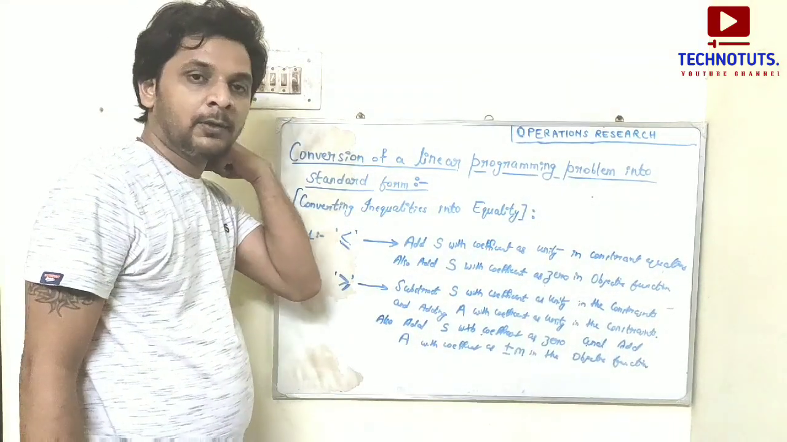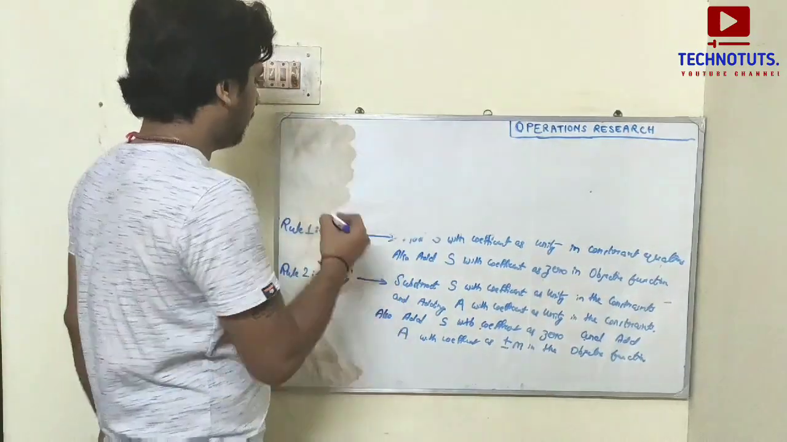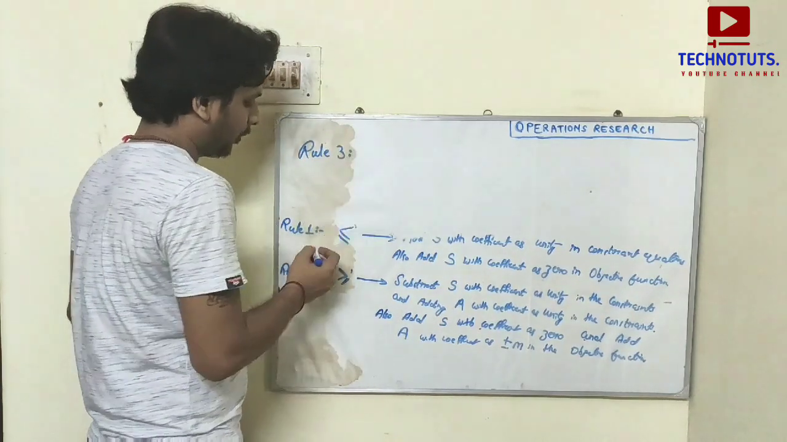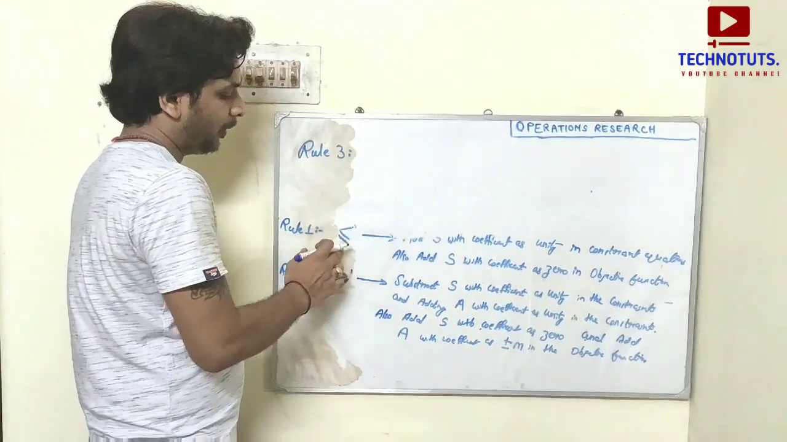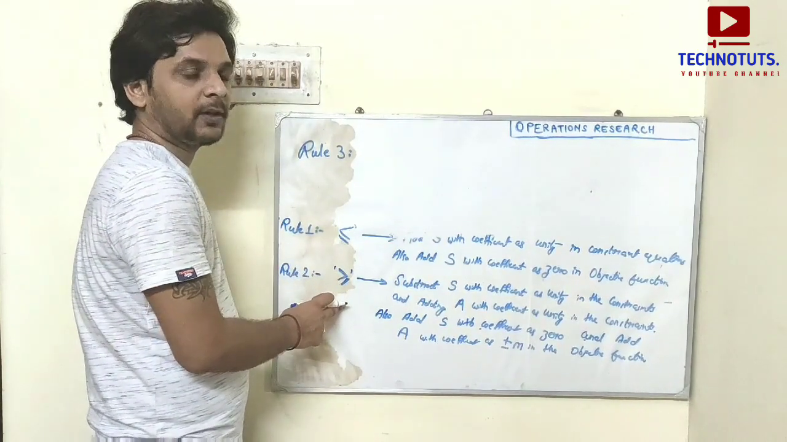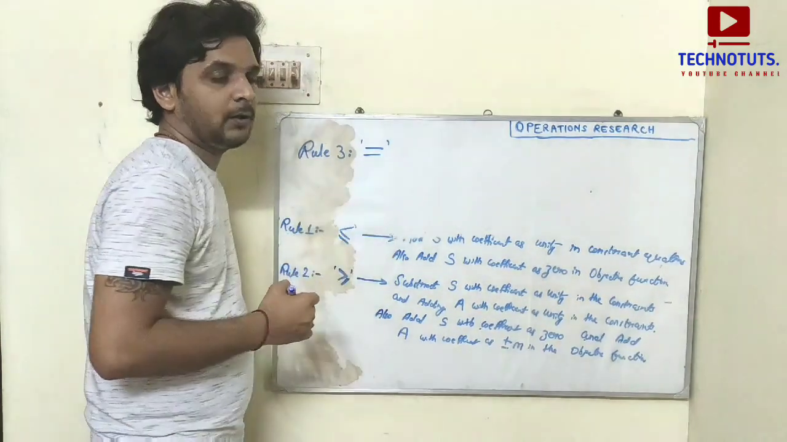Okay. Now we have discussed rule number 1 and rule number 2. Now one more rule is there, rule number 3. Now let us discuss rule number 3. In rule number 1 we discussed the less than or equal to sign. In rule number 2 we discussed the greater than or equal to sign. Now in rule number 3 we will discuss the equal to sign. So what does rule number 3 say?